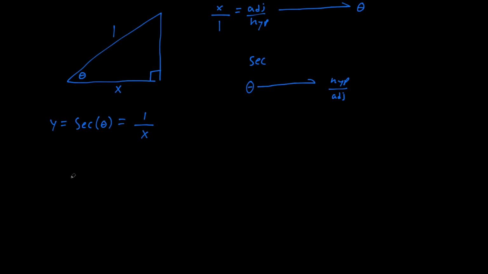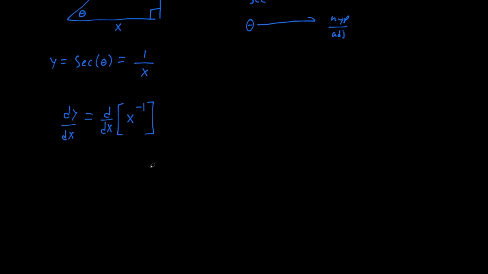So now we want to take the derivative of both sides of the equation with respect to x. So we have dy dx equals d dx of 1 over x, but let's just rewrite that as x to the negative 1. And we can power rule that.